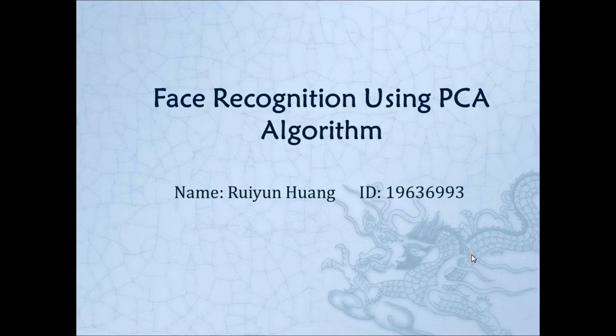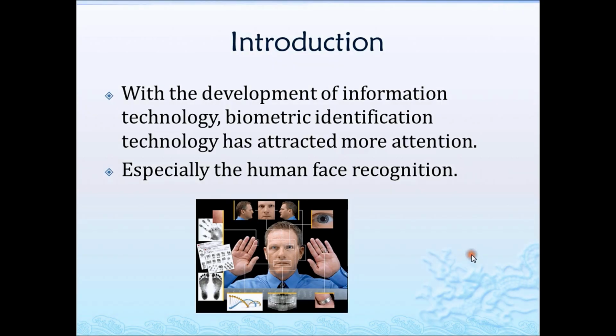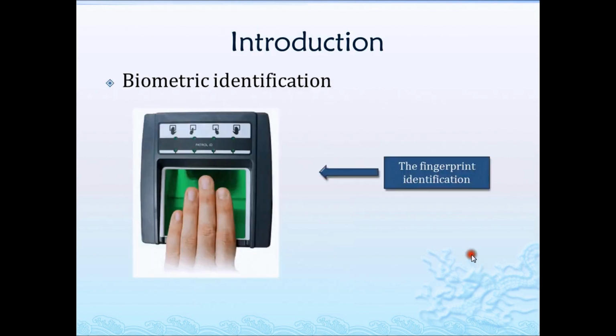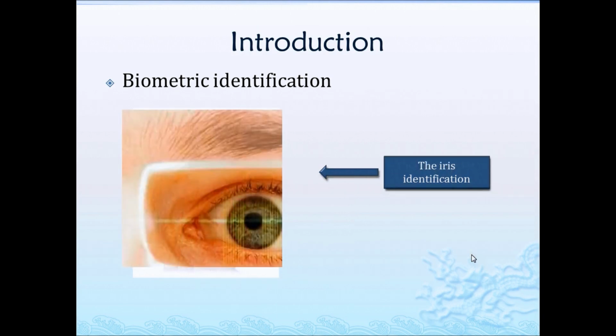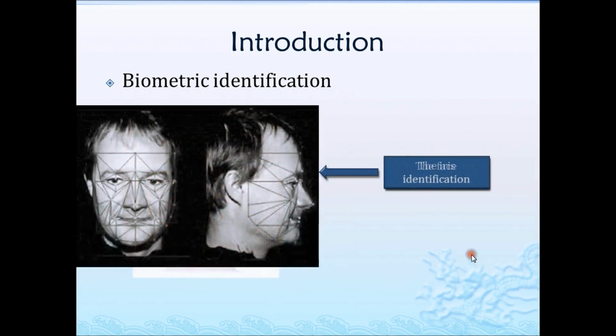My name is Ruiyun Huang, and my project is face recognition using PCA algorithm. With the development of information technology, biometric identification has attracted more attention, especially the human face recognition. There are many kinds of biometric identifications, like the fingerprint, the iris, and the human face identification.